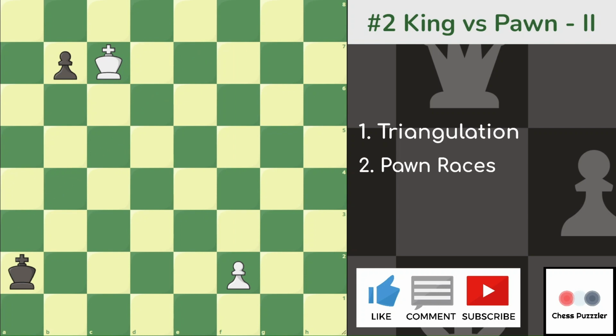But how do we do that? How do we force black's king to step on a3 without having any other pieces with us? It starts with king d6.